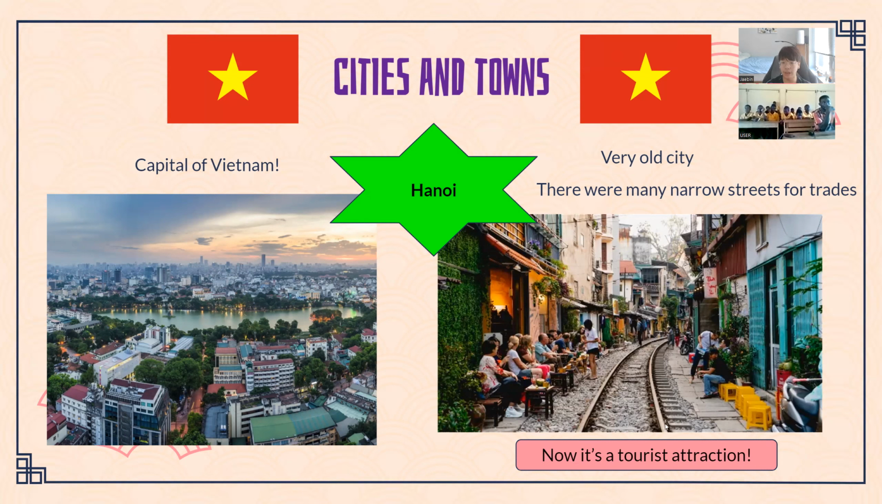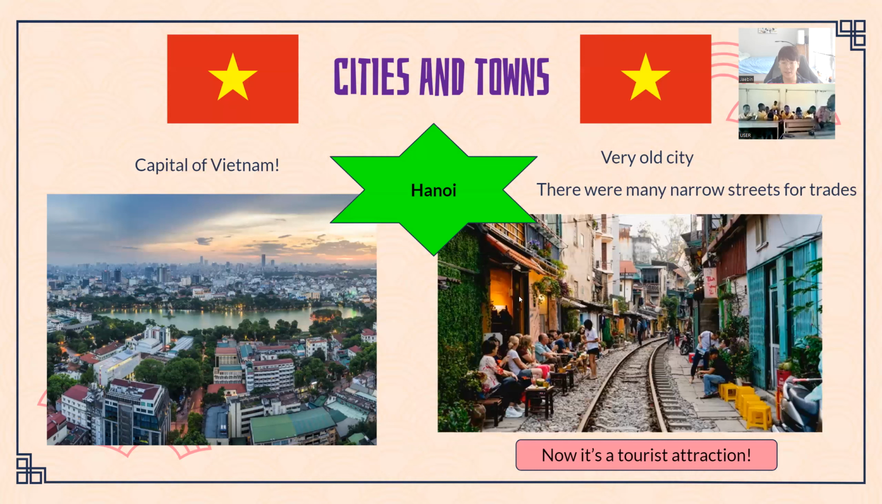And you can see how narrow the street is. An actual train passes by in the street, which sounds crazy, but it's true. Every couple hours, the train passes by, and people have to get out of the way of the train since it's a really narrow street. When the train passes by, people have to stand aside, but still, many people go here.